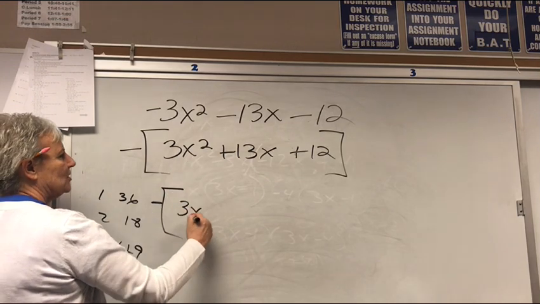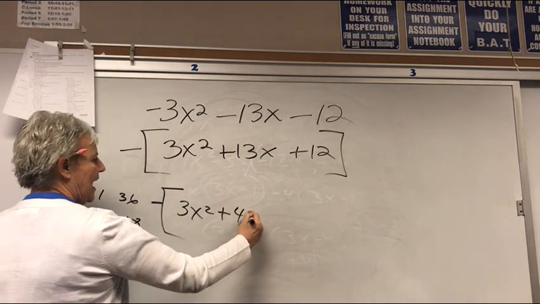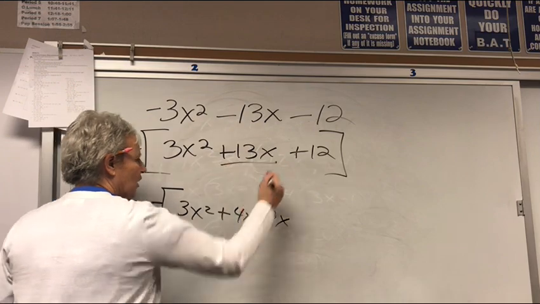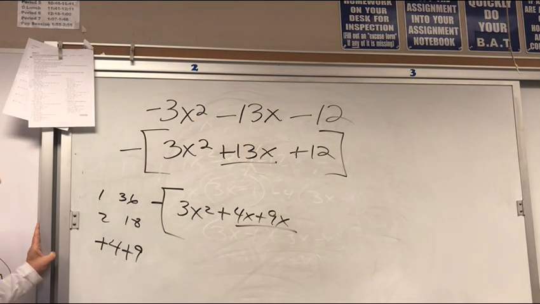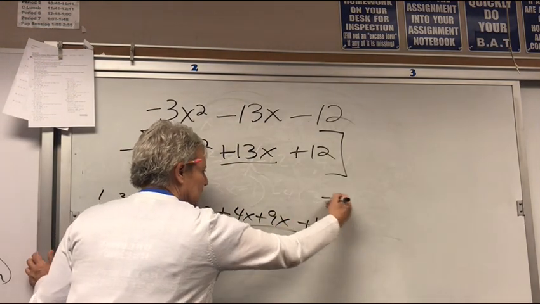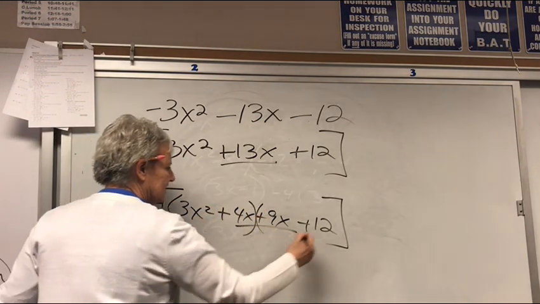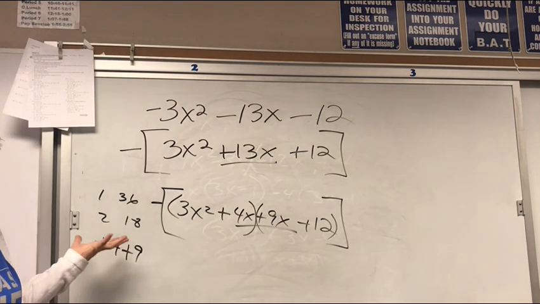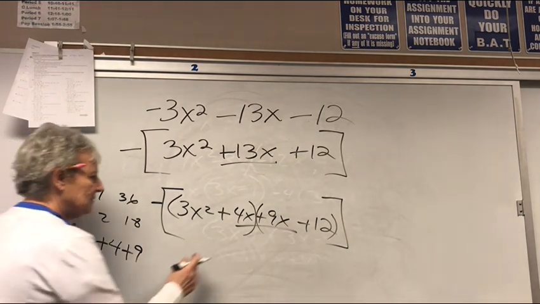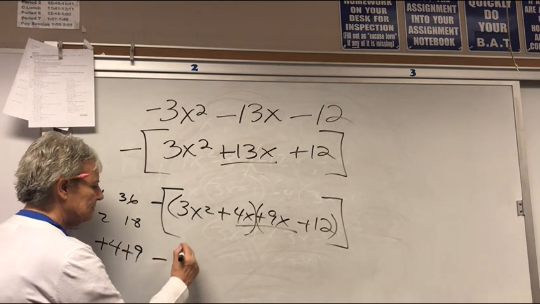So, 3x squared plus 4x plus 9x plus 12. All I did was rename that middle term. See, the reason I use brackets is because now I'm using parentheses. You can have double parentheses if you want. Nobody really cares.